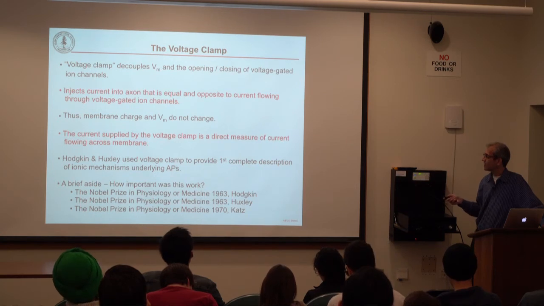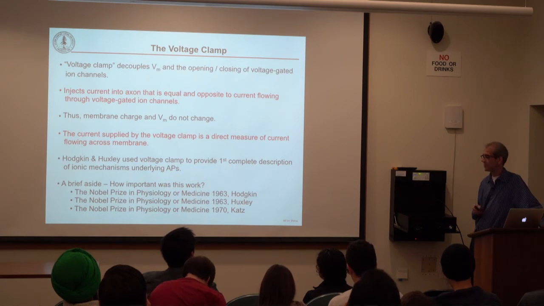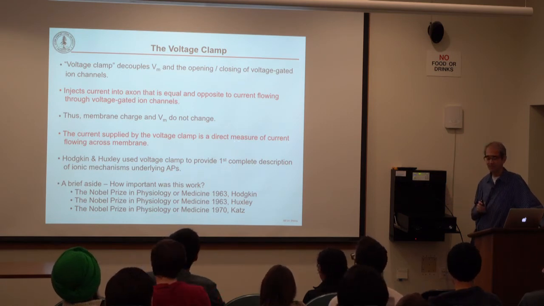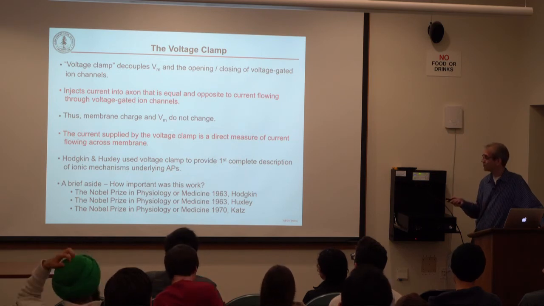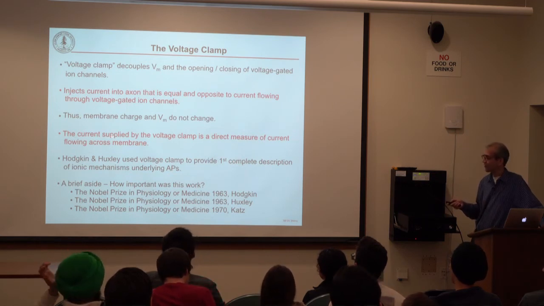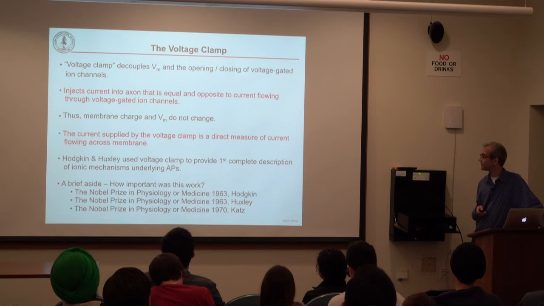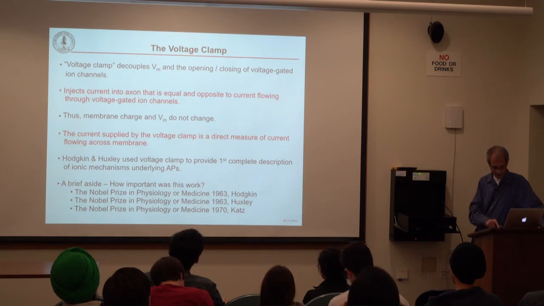The current supplied by the voltage clamp, again, this magical device that we haven't seen yet, but will on the next slide, is a direct measure of the current flowing across the membrane. So all we have to do then is look at our instrumentation and look at the current that we have to supply, and then we know how much ionic current is going through those channels that are open. Okay? And by using this device, they were able to provide the first complete description of the ionic mechanisms underlying the action potentials, and it was sort of important.